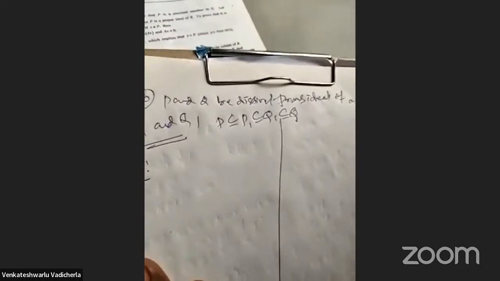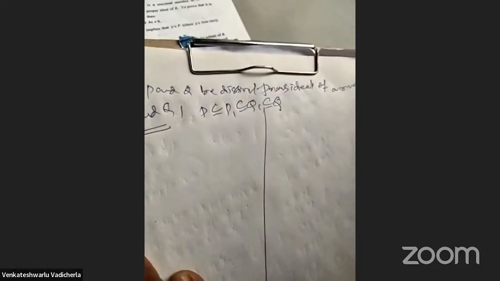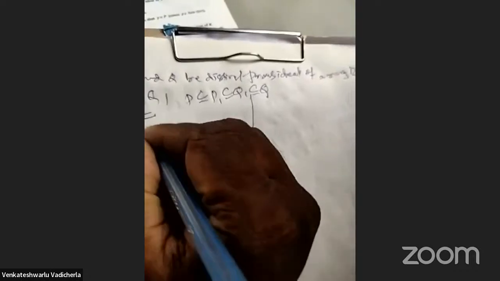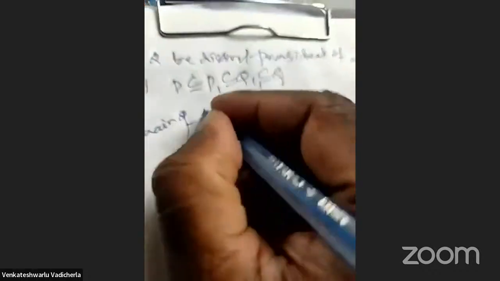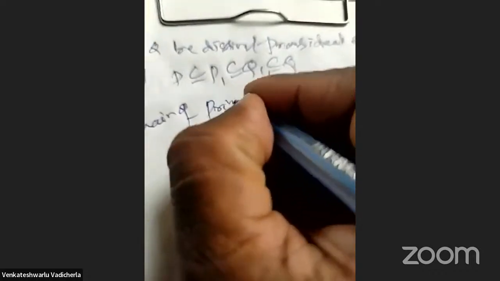So what is the proof? Let S be the class of chains of prime ideals between P and Q. This is the set of all chains of prime ideals between P and Q.